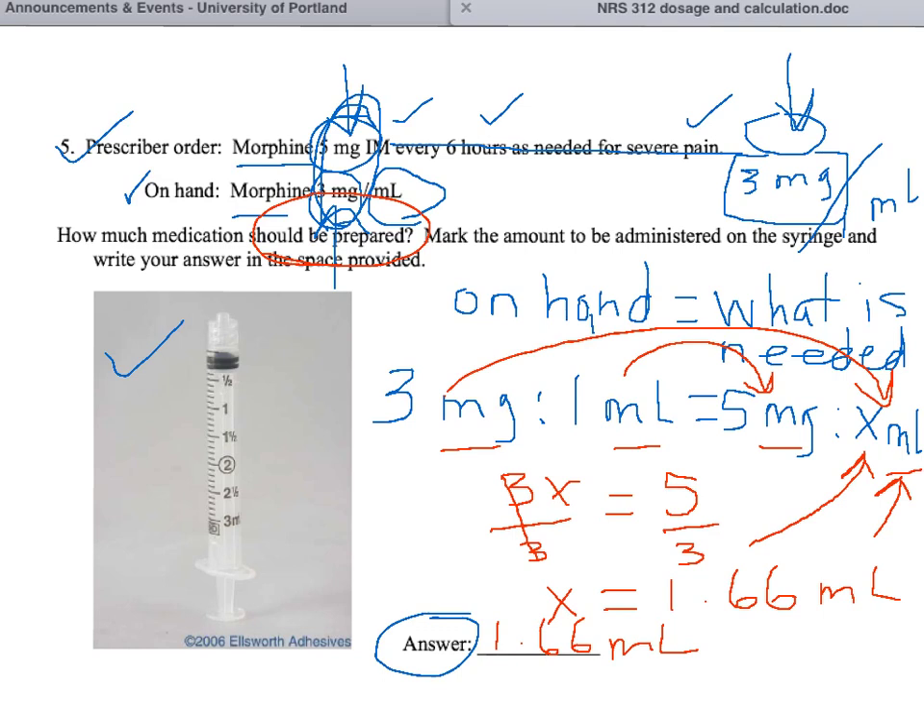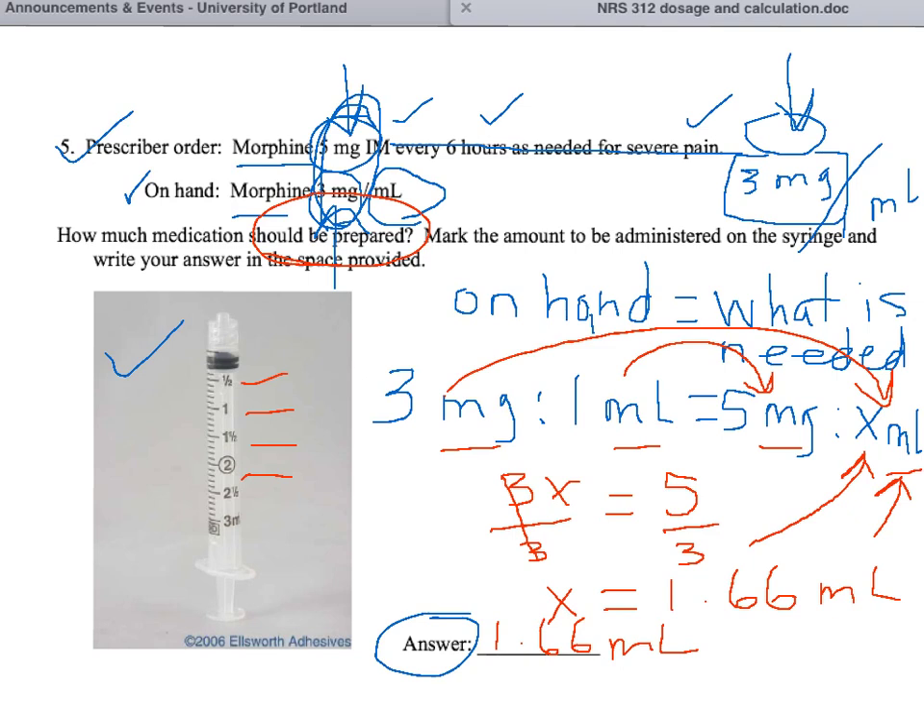The second part of the question asks you to mark the amount to be administered on the syringe. This syringe is marked, you can see here. Here is 0.5 mils, here is 1 mil, here's 1.5 mils, and here's 2 mils. So what you would have to do in this situation is figure out what each little black line means. Well, it appears that each little black line means 0.1 mils.